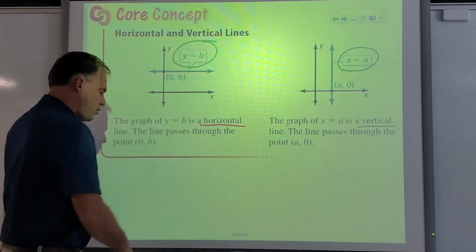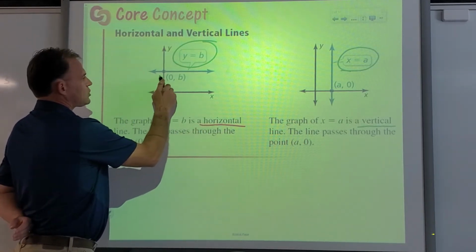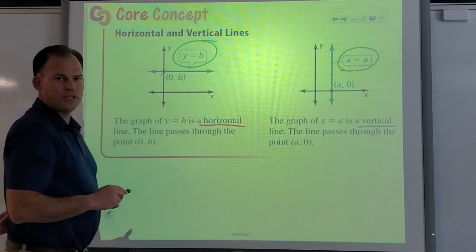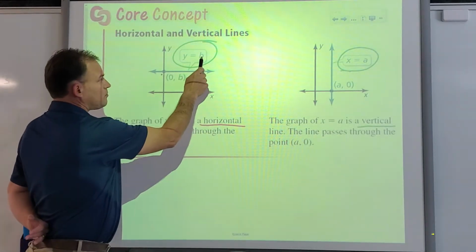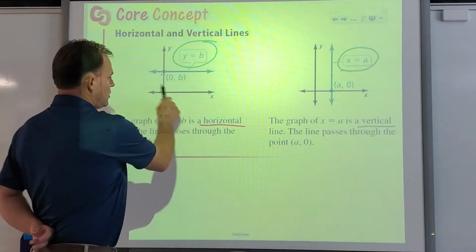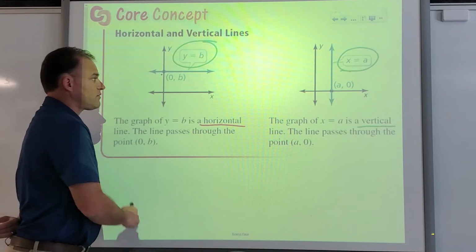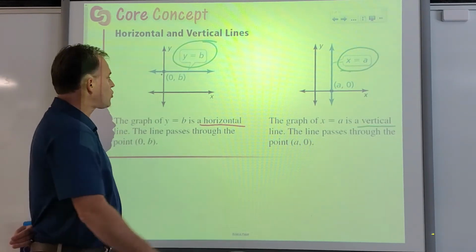A couple of other things important that you need to know. A horizontal line will pass through this point, 0, b. So whatever b is, it goes through that point. So if you have y equals 3, it's going to go through 0, 3. If you have y equals negative 7, it's going to go through 0, negative 7. Then it's a horizontal line across that.